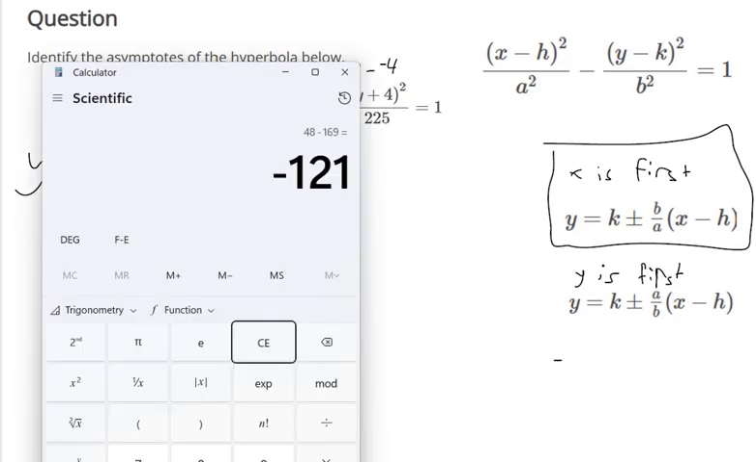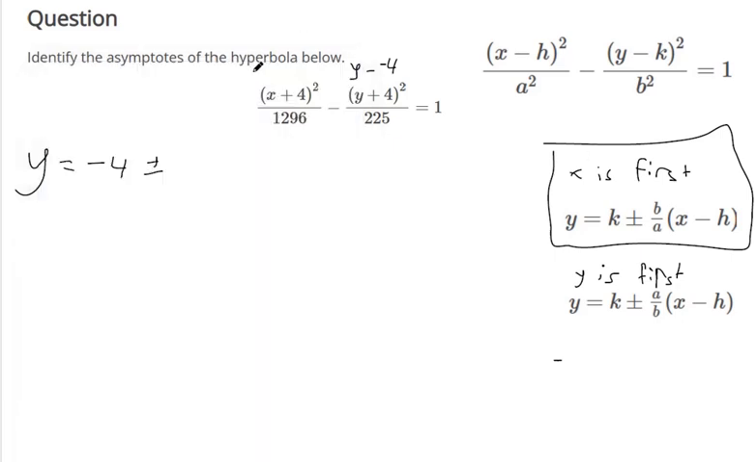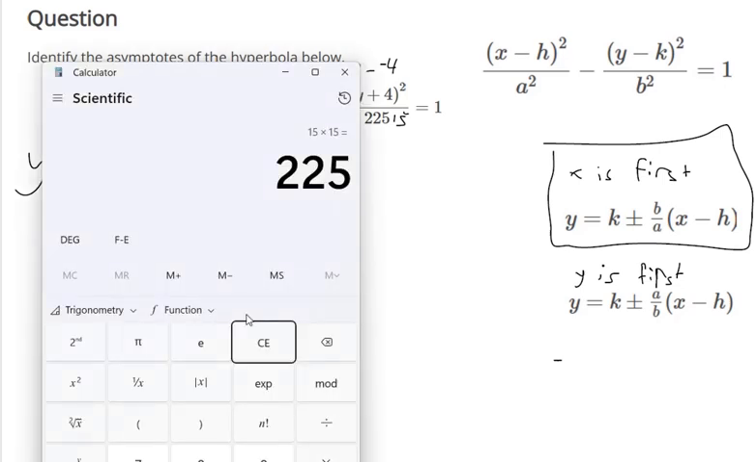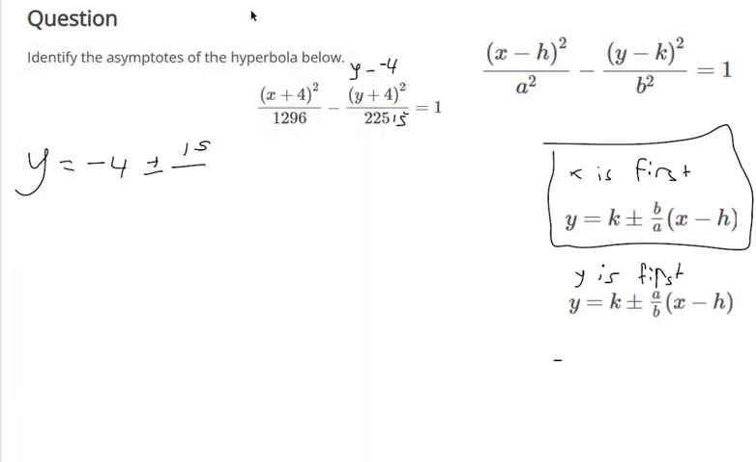Need to double check. Yeah, there we go. Okay, it's always some number squared, so that's 15 for b, and then 1,296. I don't know what that is, so let's take the square root of 1,296. That's 36 for a. x minus our h is also a -4. So there's your two equations.